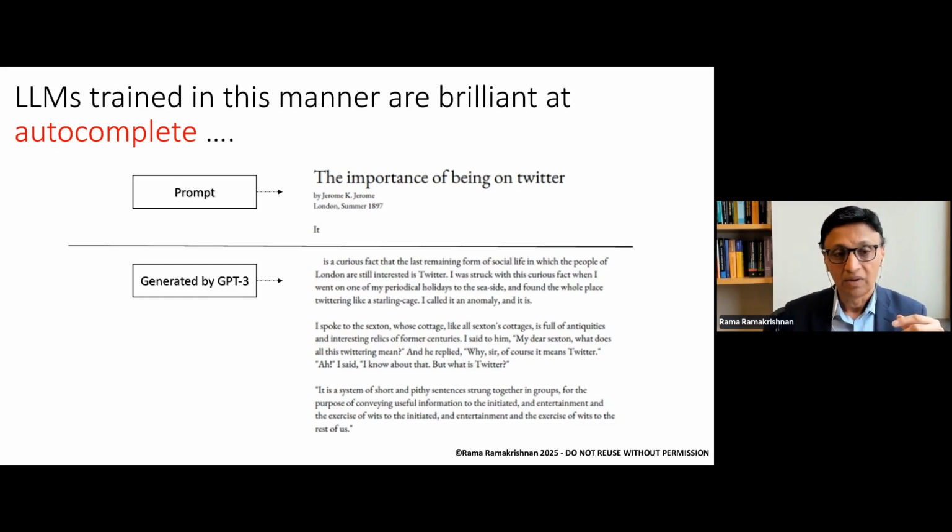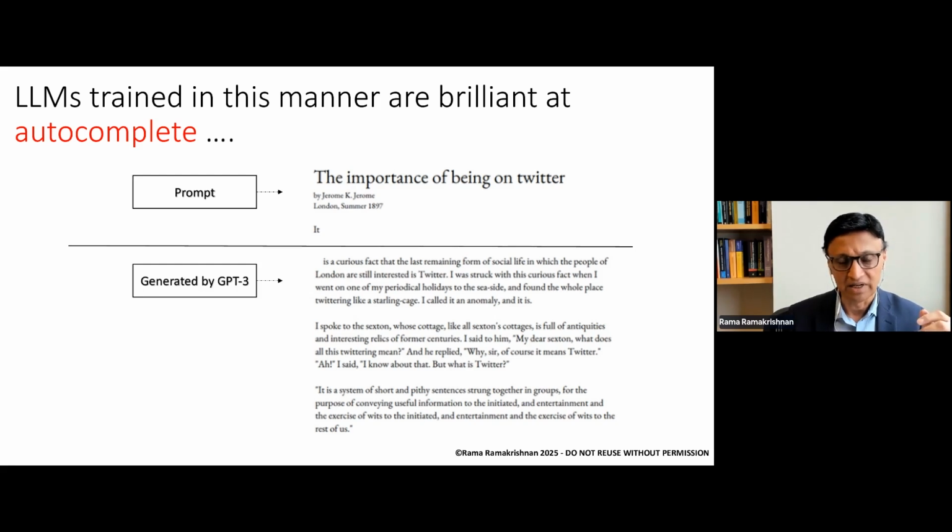All right, now LLMs trained in this manner are very, very good at autocomplete. So I have an example here: someone says "The Importance of Being on Twitter" by Jerome K. Jerome, London, summer 1897, and the word "It". You give it this little prompt, and then it generates an amazing set of passages, which look as if the writer Jerome K. Jerome actually wrote it, right?